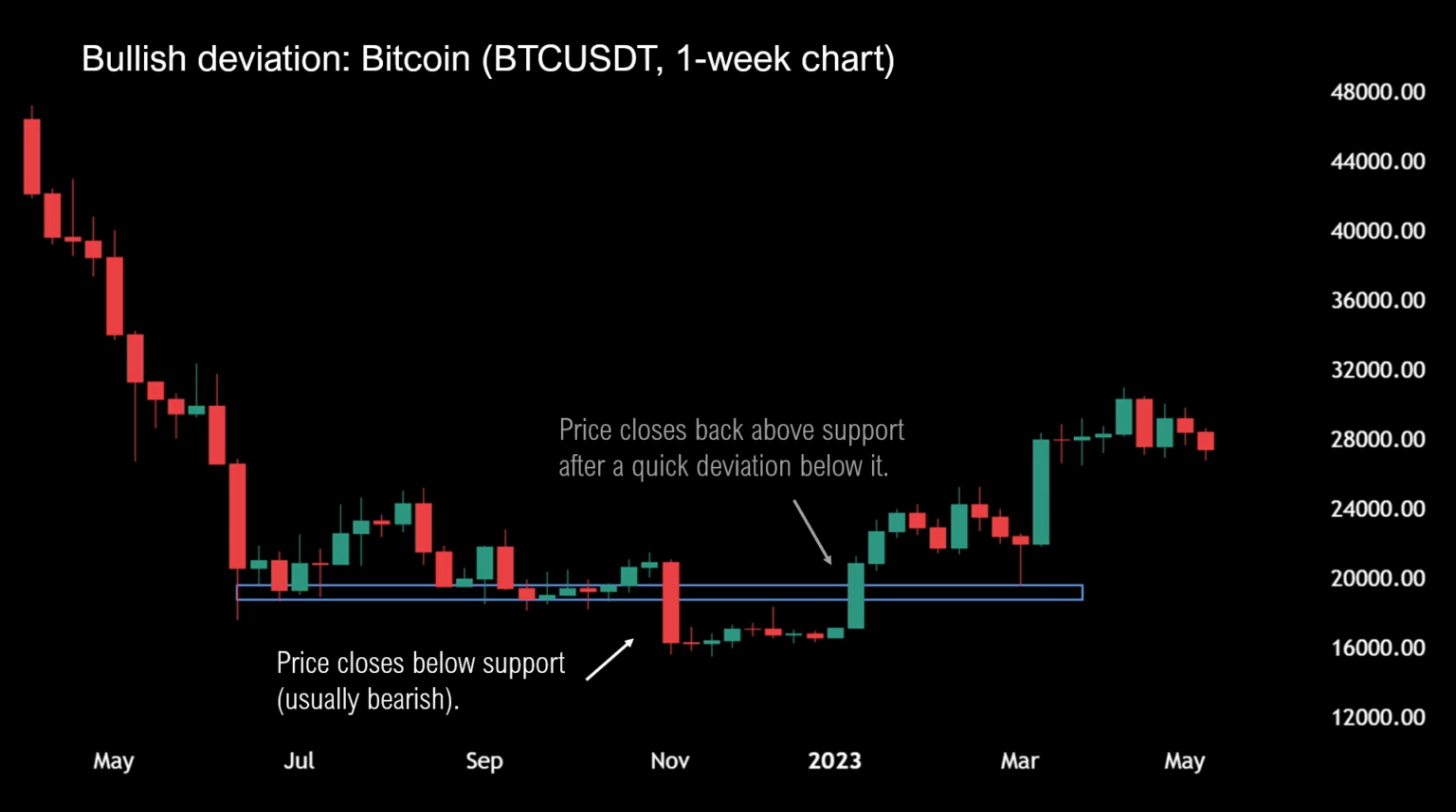Also notice how the price retested support later on. Buying there would have been a good lower risk opportunity as a trader. Just keep in mind that price doesn't always have to come back down to retest support.